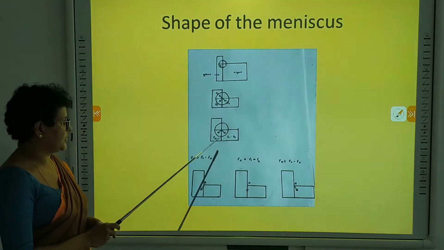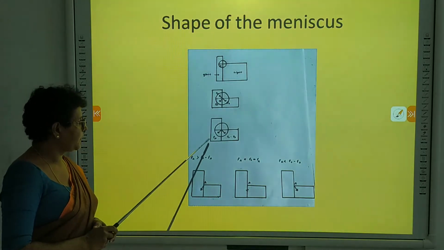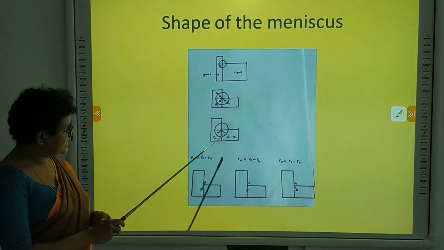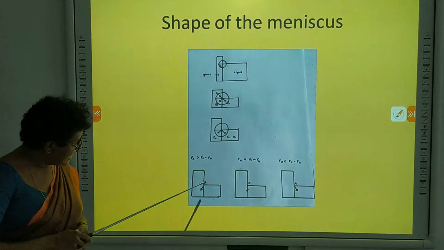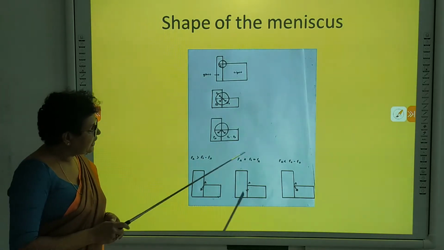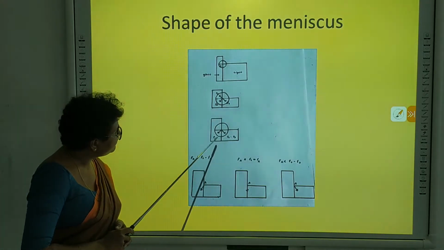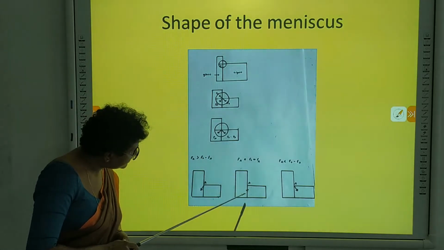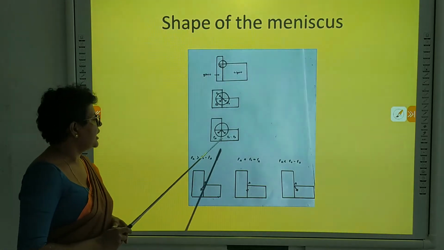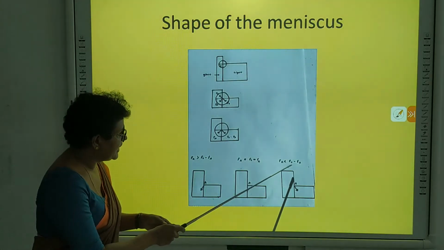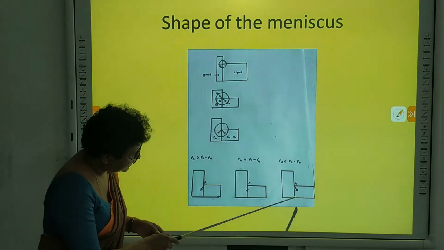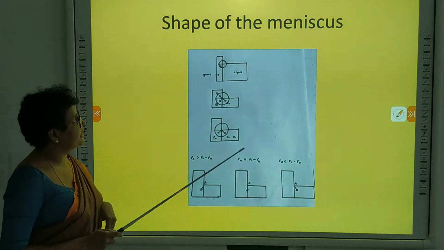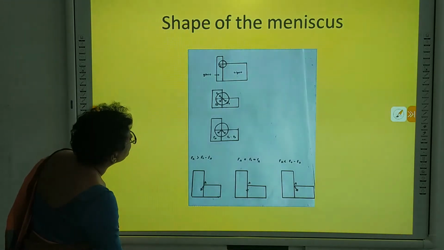Now you have only two forces, this cohesive force and this adhesive force. Now here, if this Fa is greater than this part, the resultant will be like this. If Fa and Fc minus Fa are equal, then it will lie on this line, the boundary line. And here, if Fa minus Fc is greater than Fa, the resultant will be like this. So from this you can decide the shape of the meniscus.